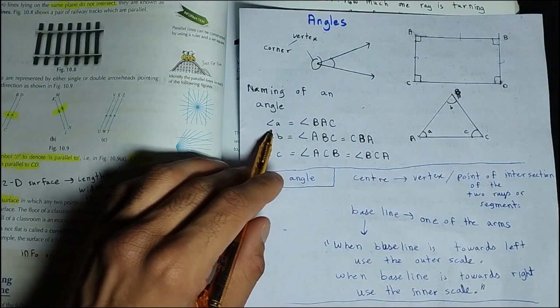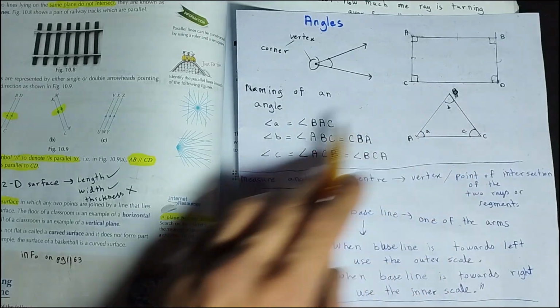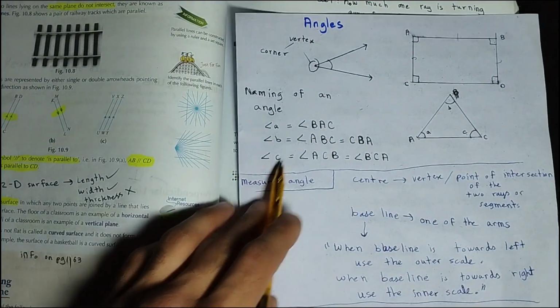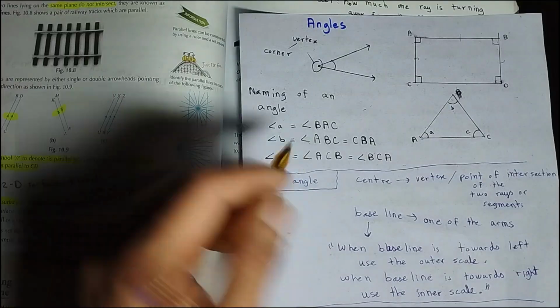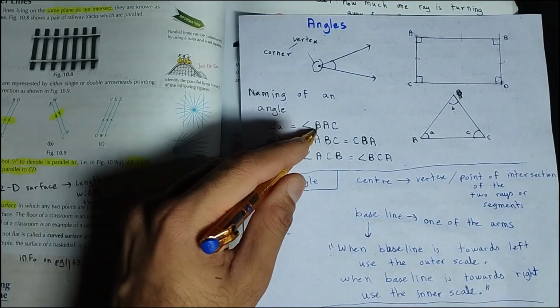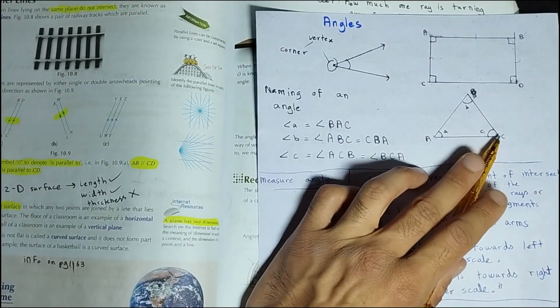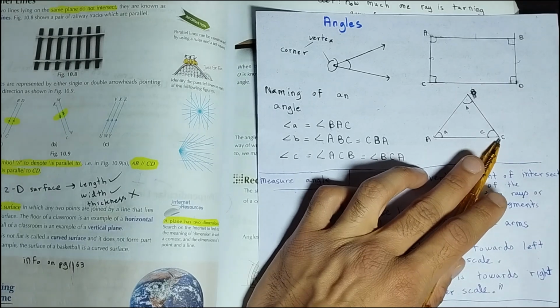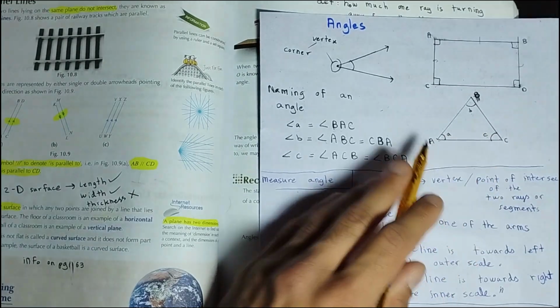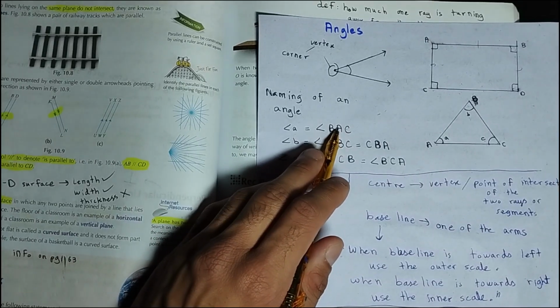Okay, so I can use the symbol with a, the symbol with b, or the symbol with c to denote these angles. One more way of naming these angles is using capital letters. How are we going to do that? We're going to use the line segments. First of all, in the middle will be the vertex.